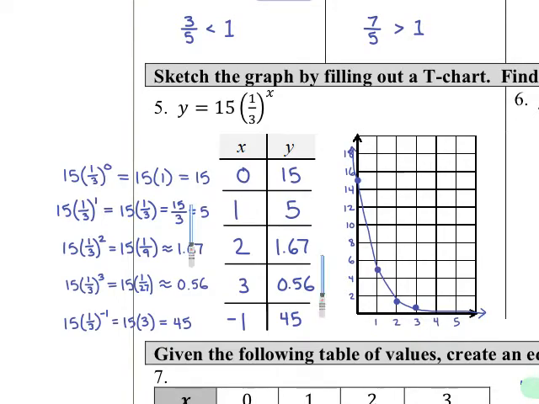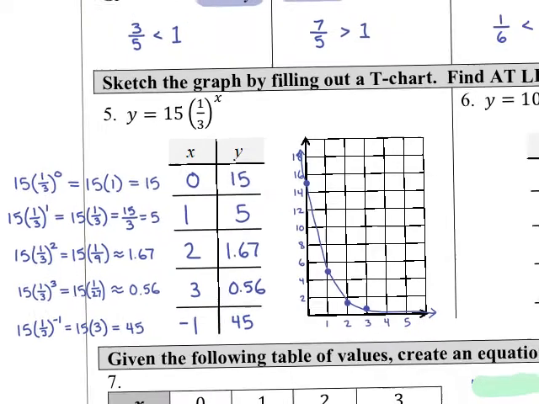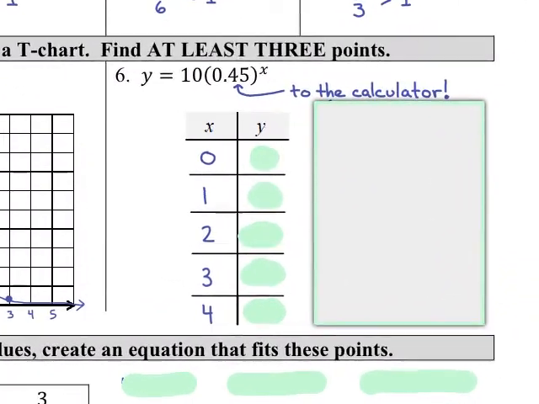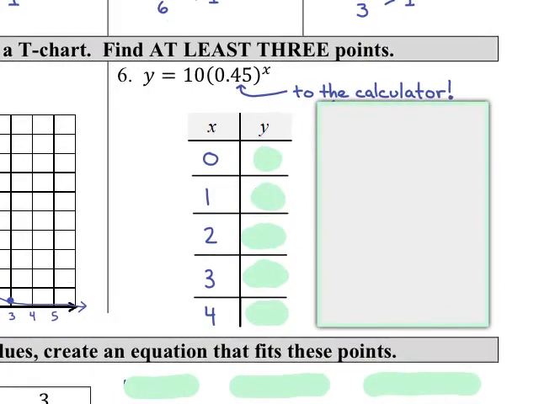So pause the video, try number 6, and I'll give you a few seconds here. Okay, pause it and do it yourself. Come back and I'll show you the answers.